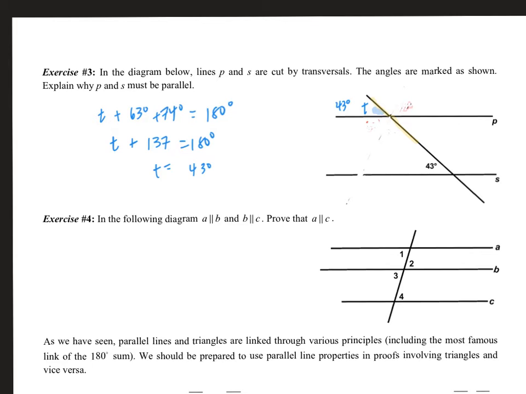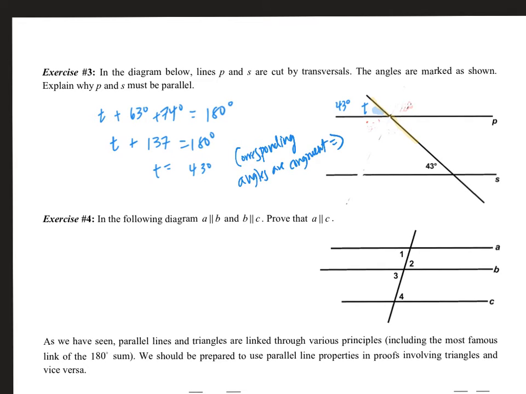So when I look at this, I see that this angle that's measured 43 degrees is actually in the same position as this given angle that's measured 43 degrees. And so because these are both in the same position, they're corresponding angles, and I see that they're congruent because they're the same measure, right? So because corresponding angles are congruent.